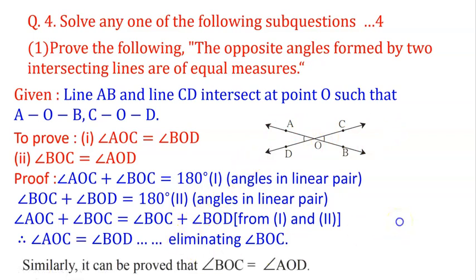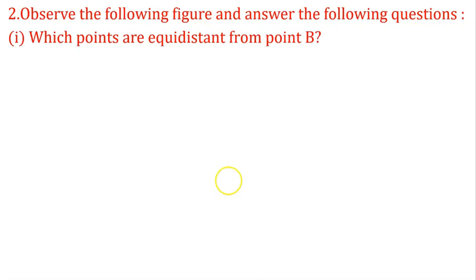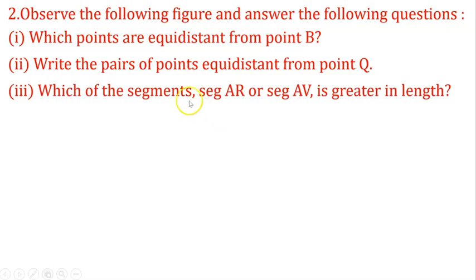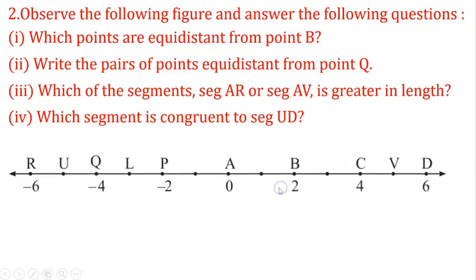Now, next question. Observe the following figure and answer the following questions. First, which points are equidistant from the point B? Second, write the pairs of points equidistant from the point Q. Which segment is greater in length, the segment AR or the segment AV? And the last is, which segment is congruent to segment UD? Now we'll solve these one by one. This is the figure.